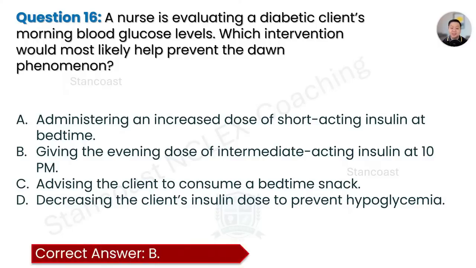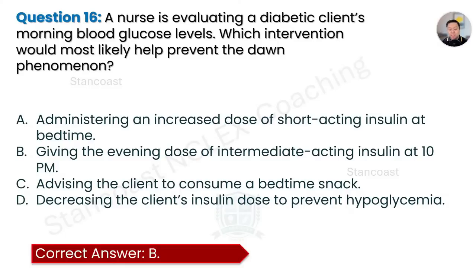The answer is letter B. Giving the intermediate-acting insulin at 10 p.m. is the best answer here. Now let's go back into what the dawn phenomenon is. Again, this is that phenomenon that is caused by the release of counter-regulatory hormones. And we are talking about the cortisol, the growth hormone, during the early morning hours, which can increase the glucose production.